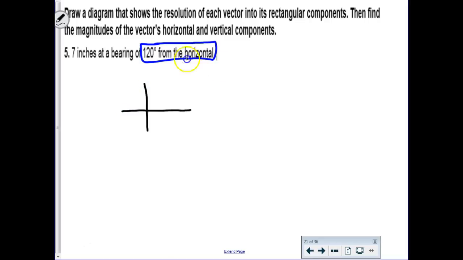Little coordinate plane, 120 degrees from the horizontal basically means like a normal trig angle. So, starting here, moving counterclockwise like I normally do in trig. Don't you end up right there? Ish. So here's your vector. You're going to tell me that this angle right here is 120 degrees. You're also going to label the magnitude of this vector to be 7 inches. And they want the horizontal and vertical components.